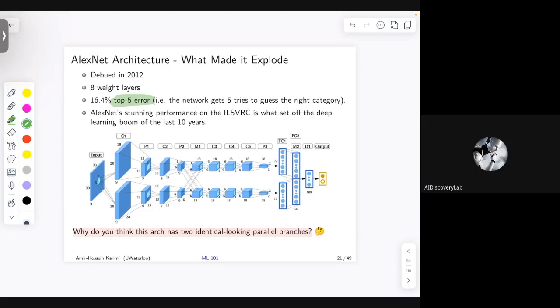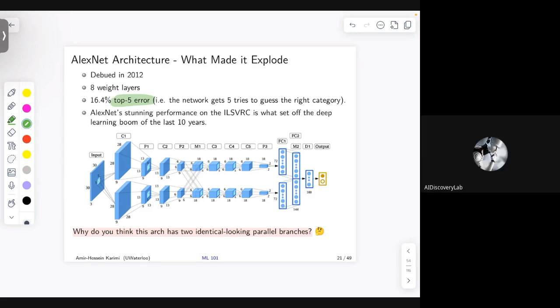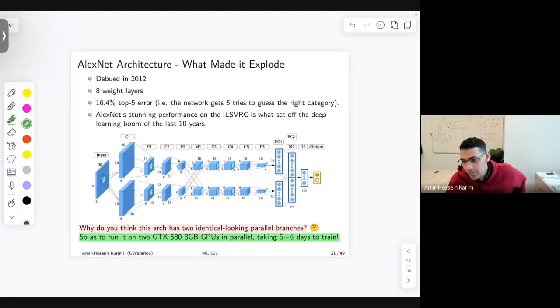And that's what I said, yes, about engineering challenges. Yes, Mustafa? I said they use two GPUs to train for ImageNet. Right, exactly. So the reason we have two different branches is so that they can run it on two, back then, GTX 580, 3 GB GPUs in parallel. And it took 5 to 6 days to train.